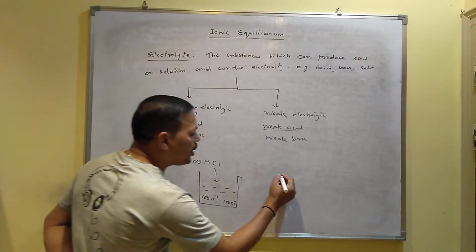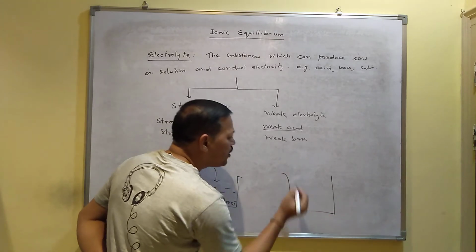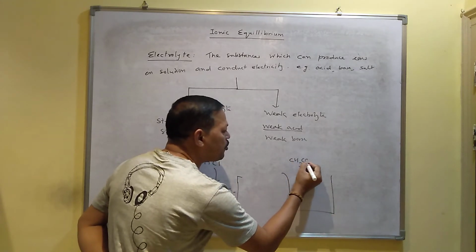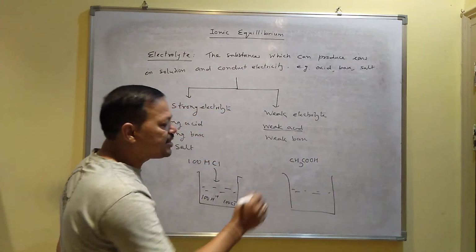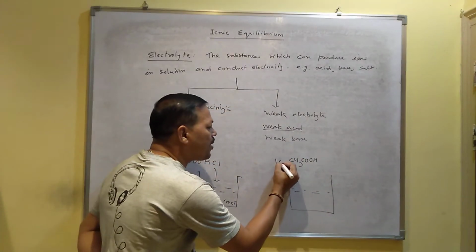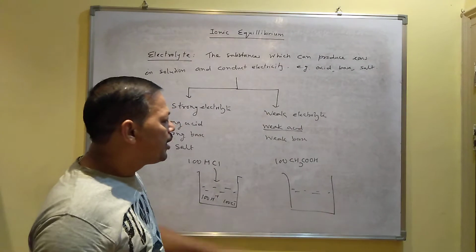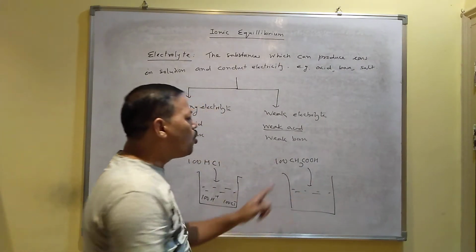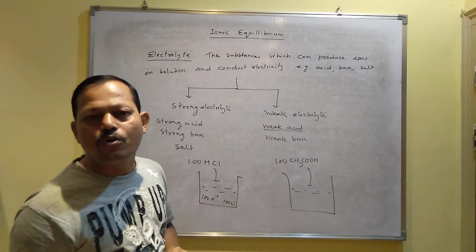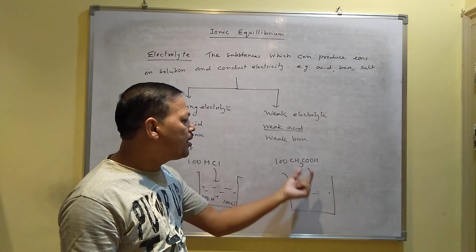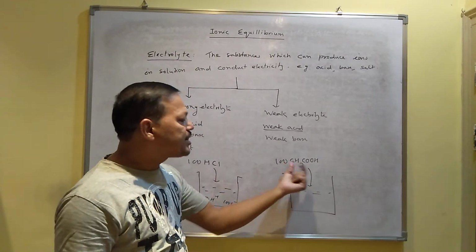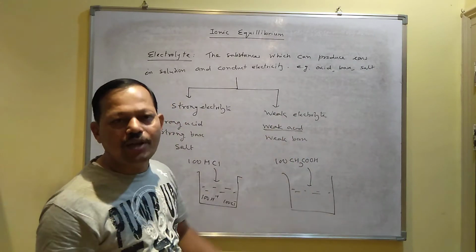And in case of weak electrolytes, for example, suppose acetic acid is one of the weak electrolytes, CH3COOH. If you dissolve 100 molecules of acetic acid in water, then all the 100 molecules do not undergo dissociation. Among these 100, only a little amount of molecules undergo dissociation. And this type of electrolyte is said to be a weak electrolyte.